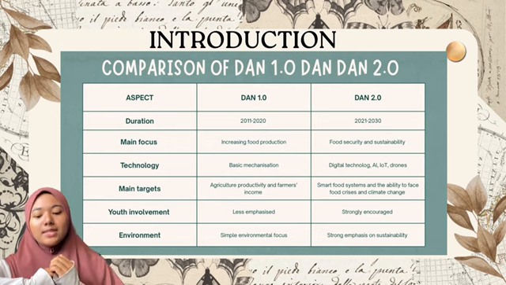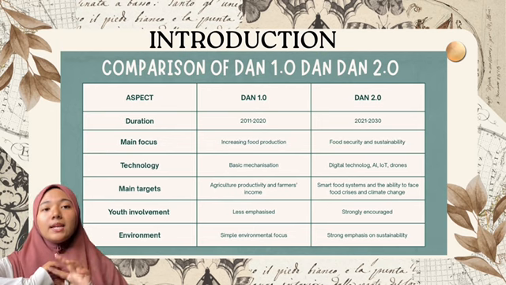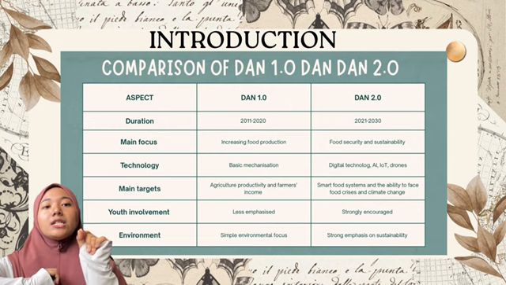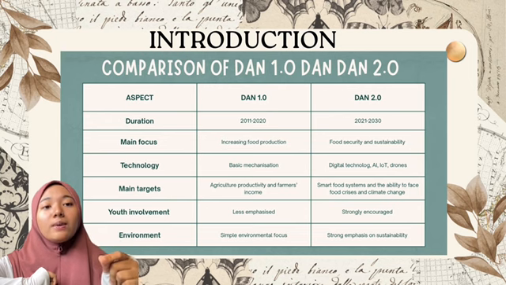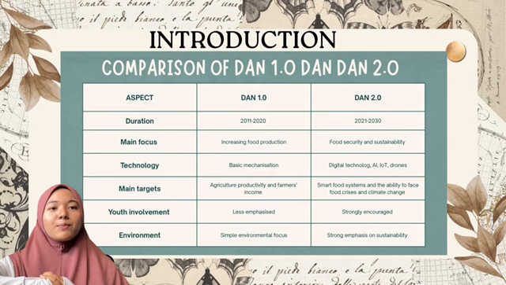agriculture and food business. So in comparison, NAP 1.0 is mainly focused on increasing food production and developing the agriculture sector, while the NAP 2.0 provides a more modern and comprehensive approach by emphasizing digital technology, sustainability and long-term food security. Therefore, NAP 2.0 is considered more relevant to current global challenges and the future needs. So, I will pause for the next presenter.